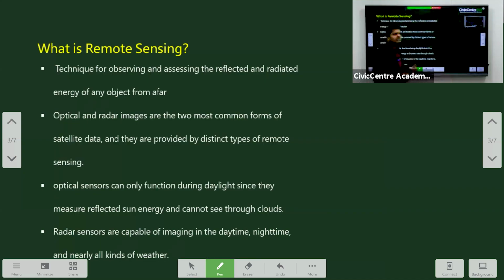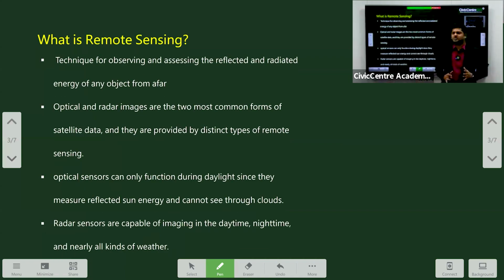Now, if we talk about the basic principle on which this works, we can say that remote sensing is a technique for observing and accessing the reflected and radiated energy from an object. That is how you are going to get the information of that object which is in the remote areas. So remote sensing is nothing but knowing information about some remote areas, right? So basically we are going to get two types of images, which are optical and radar images, the two most common forms of images.